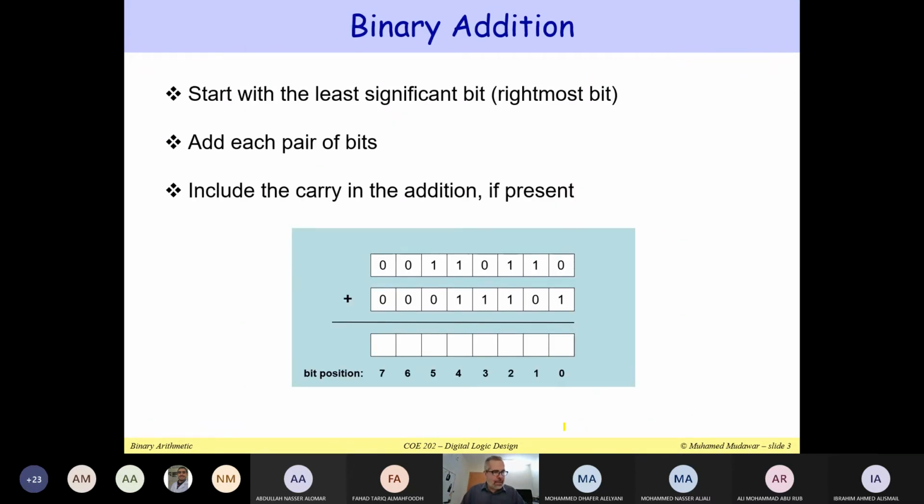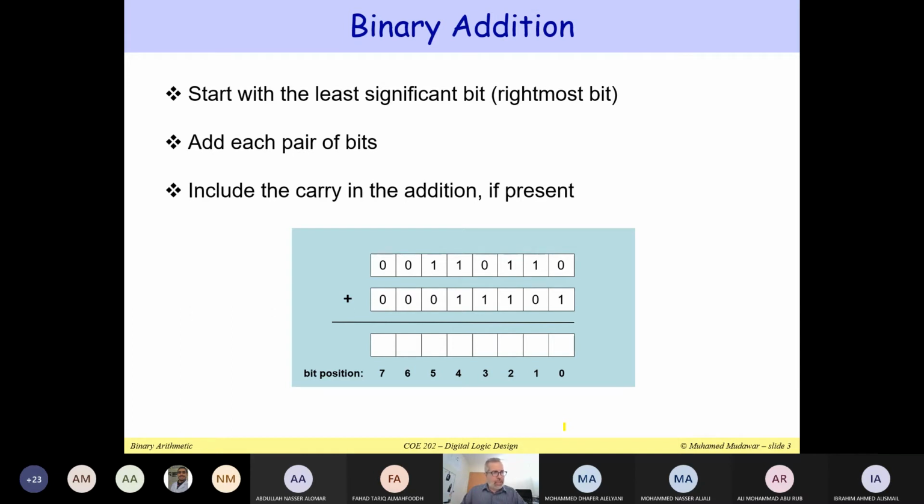Now let us do binary addition. Now suppose I would like to add 2 numbers in binary. In my example here, I'm going to show you 8 bits. So I'm going to add 8 bits plus 8 bits. So we're going to start at the least significant bit, which is the rightmost bit. So we start by adding 0 plus 1. So 0 plus 1 is equal to 1.